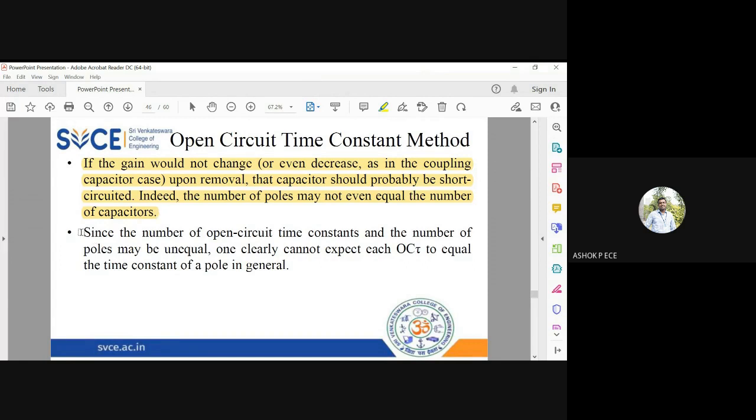So the number of time constants may be unequal. You cannot clearly expect each OC tau to be equal to the time constant. So OC tau is going to be the sum of all the time constants of all the RC components. It is not equal to one RC. It is going to be the summation from i equals 1 to n of tau_i.